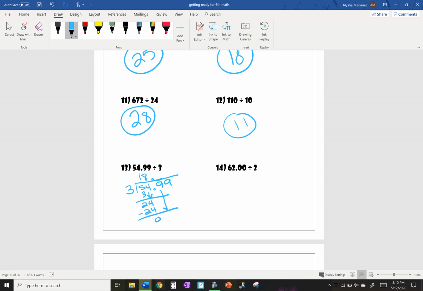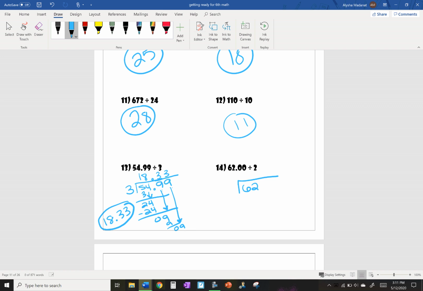So you got to bring down that 9. 3 goes into 9 3 times. And you still have one more number to bring down. 3 goes into 9 3 times. So your answer would be 18.33. Don't forget to put that decimal. It makes a huge difference.